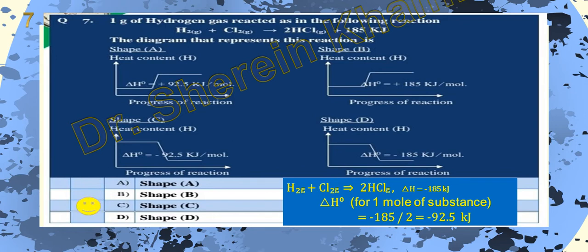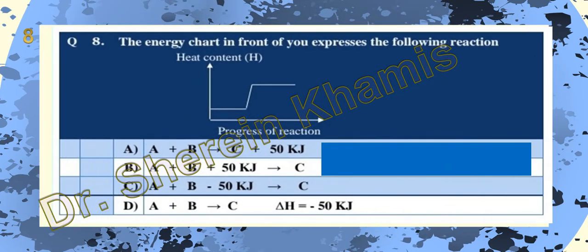Okay, let's go to question 8. Question 8 says that the energy chart in front of you expresses the following reaction. It is the relation between heat content and progress of reaction. We have a reaction where the substance takes energy to make the reaction. So the reactant does not give off energy but takes energy to make the reaction. So the heat of reactant will be lower than the heat of product.